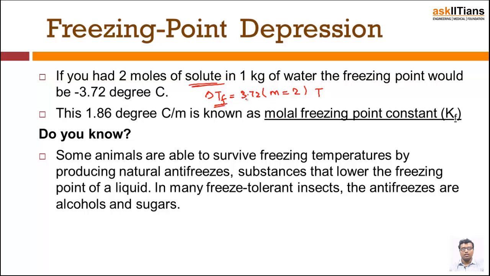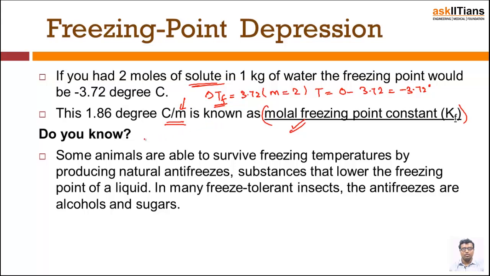Delta Tf is nothing but the freezing point depression, and the final temperature will obviously be 0 minus 3.72, that is, minus 3.72 degrees centigrade. Thus 1.86 degrees centigrade per molar solution is known as the molar freezing point constant, Kf, as we have already discussed.